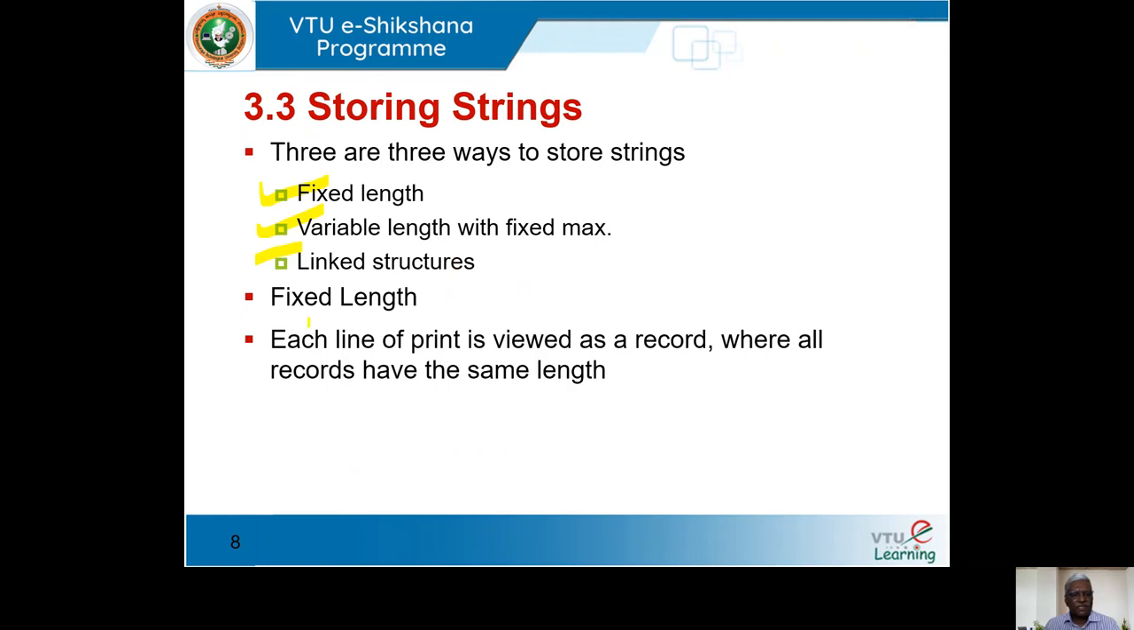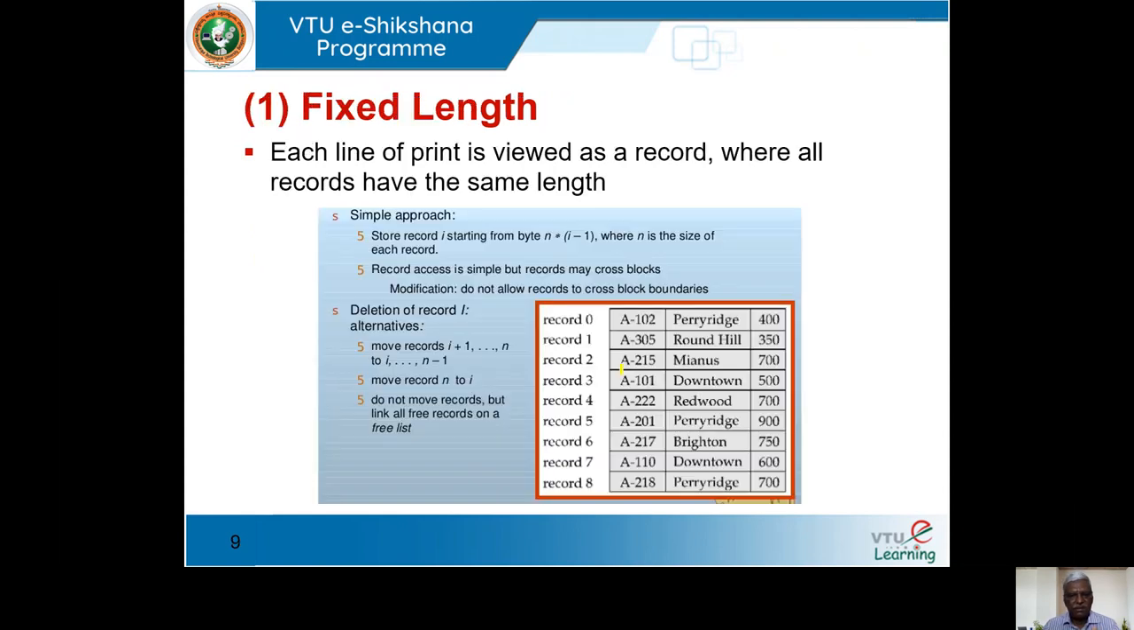Right. So what is fixed length? It's nothing but each line of print being viewed as a record, where all records have the same length. For example, 80 characters is the width or length of each record. That is fixed. Whether you store 5 characters, 10 characters or 79 characters, always 80 characters of space is used for each record. We will take an example to understand the meaning of fixed length. Each line of print is viewed as a record.